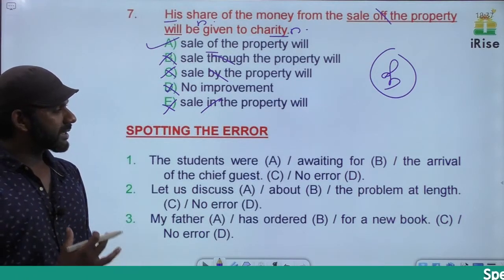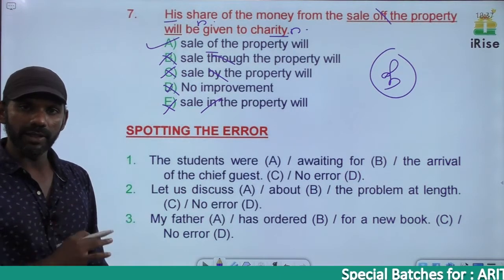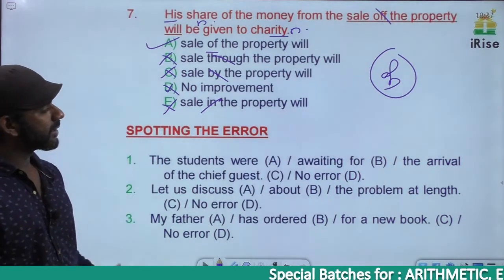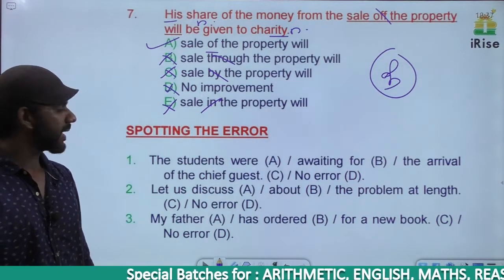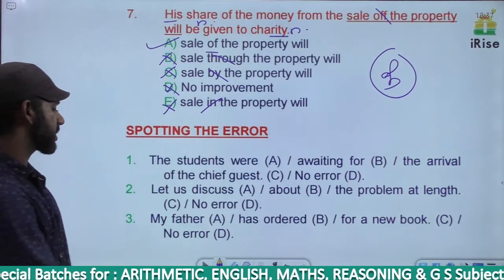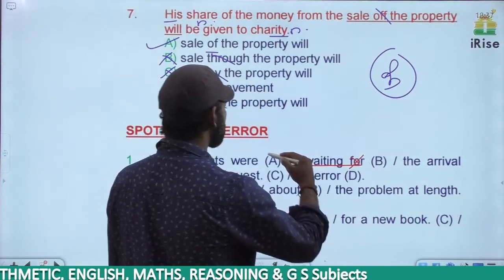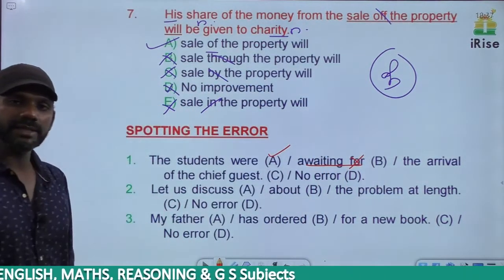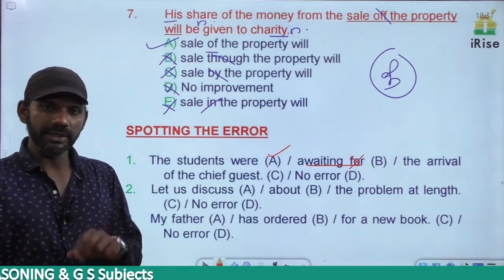See which part of a sentence contains the error. If there's no error, the answer must be the last option that says no error. The students were awaiting for the arrival of the chief guest. We have discussed this. Awaiting for is a wrong usage. Awaiting is a one-word substitute for waiting for. So this sentence can be in two ways.